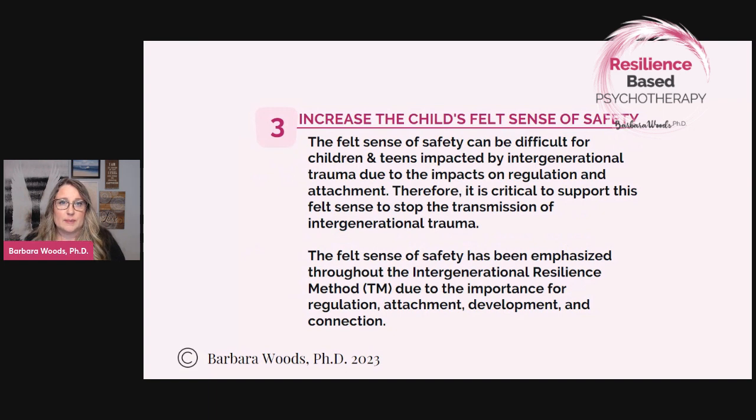So the third step is to increase the child's felt sense of safety. And that felt sense of safety is within the context of relationship. And it can be really difficult for children and teens who are in families that are impacted by intergenerational trauma because of the impacts on regulation and attachment. So we have to support this development of the felt sense. This is where we stop the transmission of intergenerational trauma.